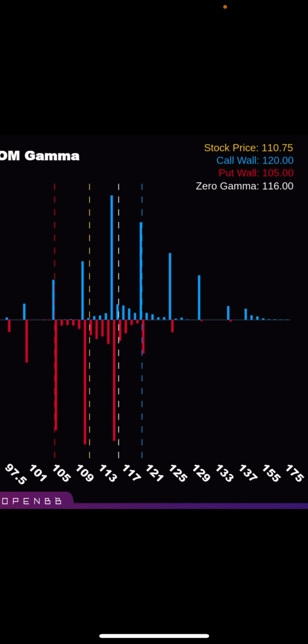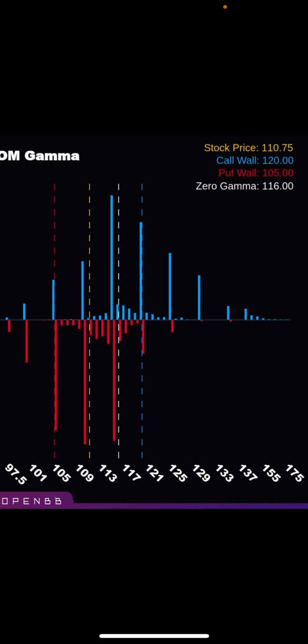And a lot of times what we see is the price will start to sell off and flush below that level. And it often gravitates towards that put wall, which for XOM is at 105, okay?